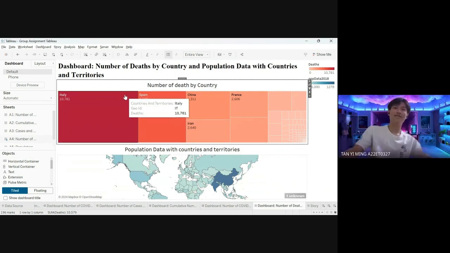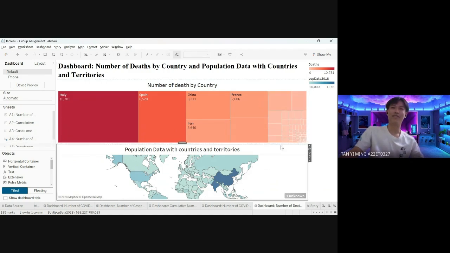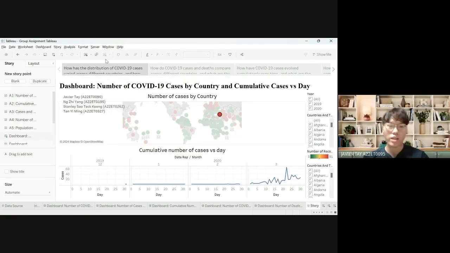This dashboard is number of deaths by country and population data with countries and territories, and we can see that the deeper the color, the larger the number of deaths by country. So I will explain about the story.